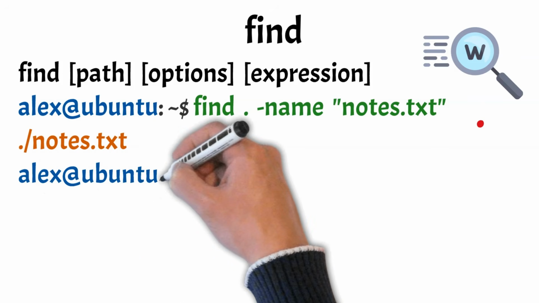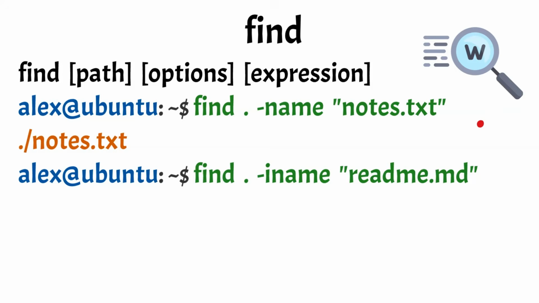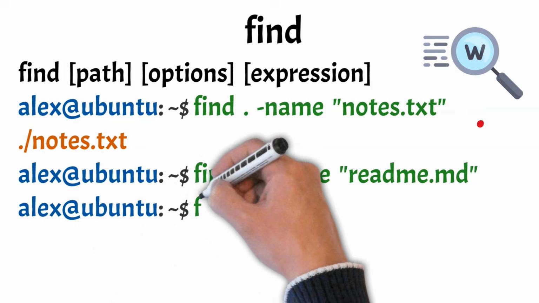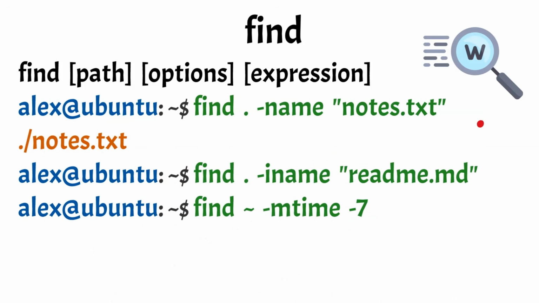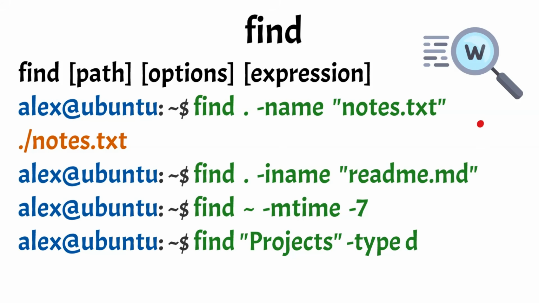To ignore capitalization, you can use -iname. You can also search for files modified recently with -mtime. For example, this line returns all files and folders that have been modified in the last 7 days. You can also limit your search to just directories using -type d, and if you need to search for files only, you can use -type f.